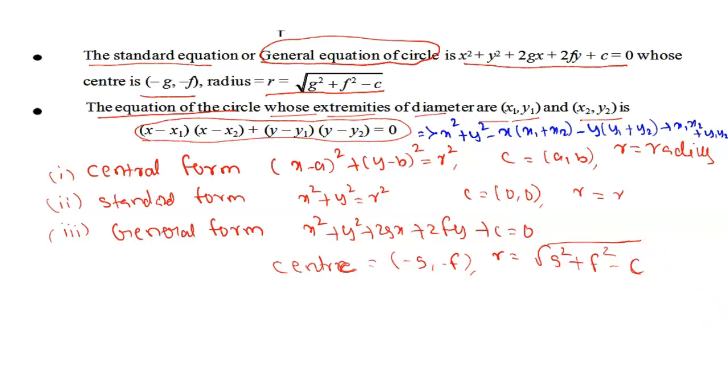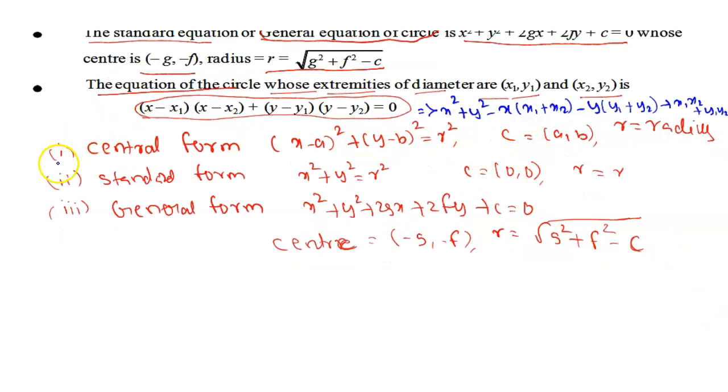In this page we have 4 formulas. One is central form, the second one is standard form, the third one is general form, and the fourth one is the extremities of the diameter of the circle. Okay, right.